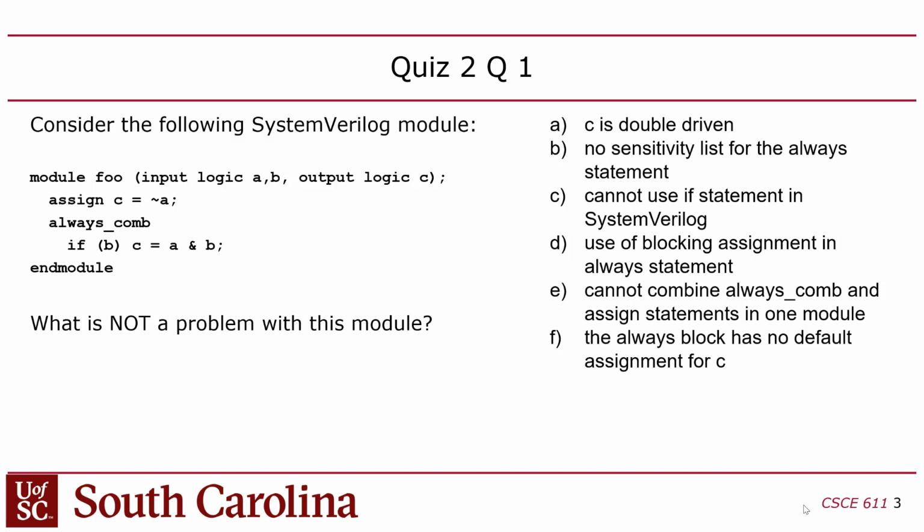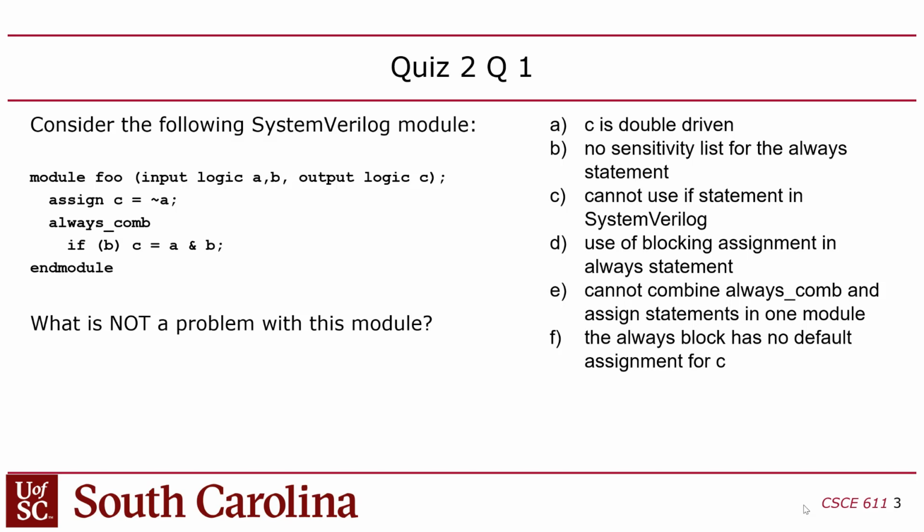D is use of a blocking assignment in an always statement. That's also not a problem. Obviously, in an always statement, you can choose whether you use blocking or non-blocking assignments, so that's not a problem. E is cannot combine an always_comb and an assign in one module. That's not a problem either, because that's fine.